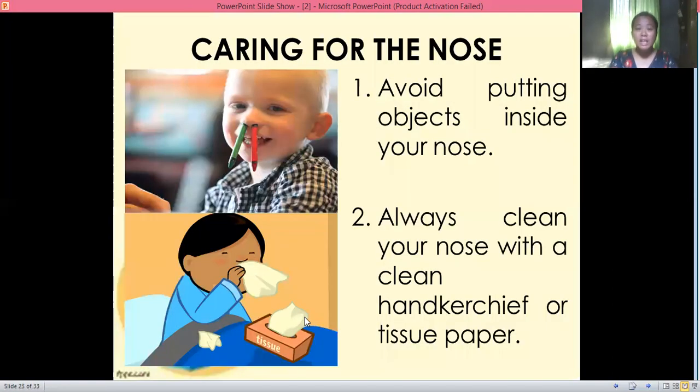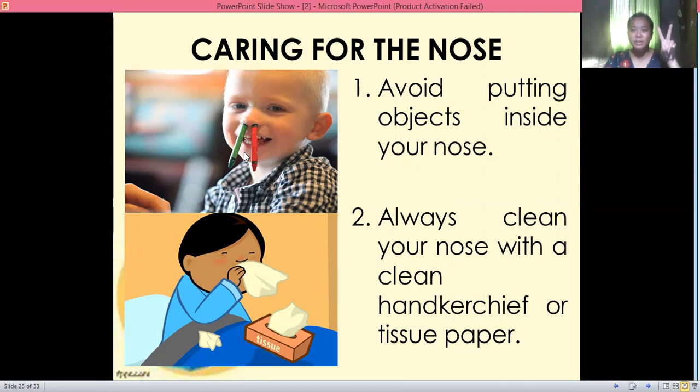Okay, caring for the nose. How are we going to take good care of our nose? Number 1, avoid putting objects inside your nose. Look at that. That's a no-no. Do not do that one. Do not follow this boy. He's putting crayons inside his nose. So do not put any objects inside your nose, guys.